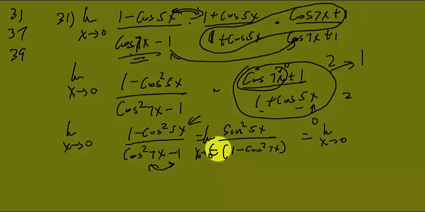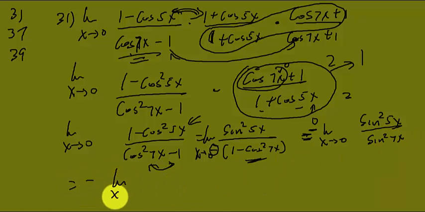See this negative sign? I can pull that out in the front, just to get it out of the way for right now. Then I have sine squared of 5x, and the bottom here is a trig identity, which is sine squared of 7x. So I have a negative, the limit as x goes to 0, and I'm going to split this up as sine squared of 5x, all that over something, and then times something over sine squared of 7x.